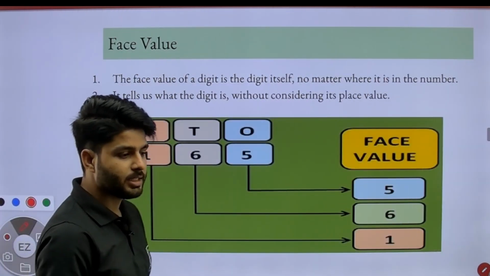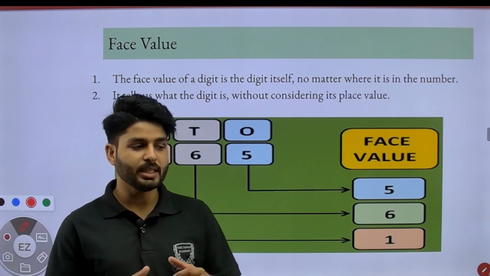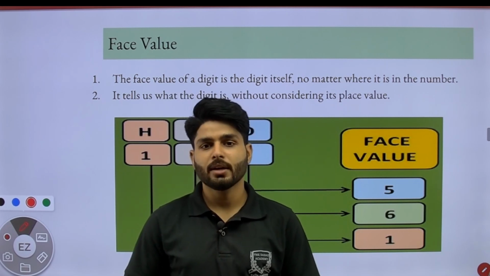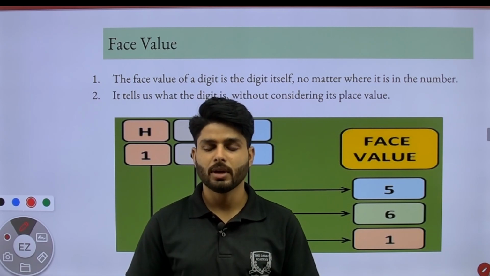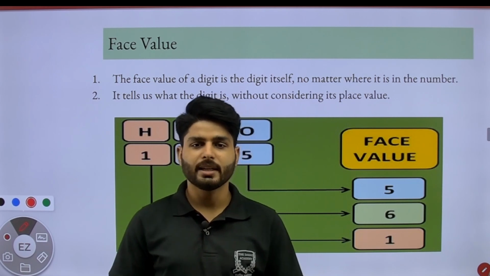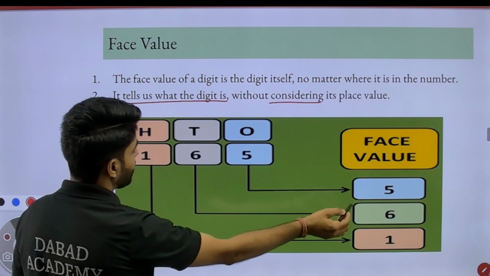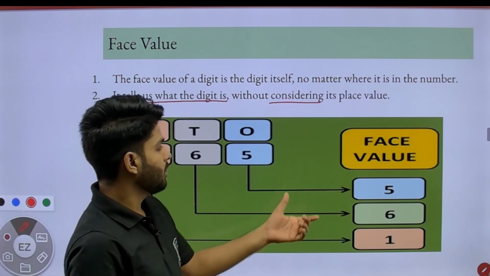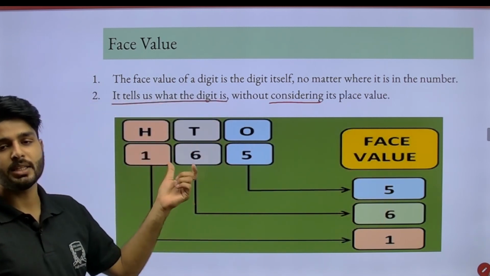The second thing is face value. What is face value? The face value of a digit is the digit itself, no matter where it is in the number. It means the face value of 2 is 2, the face value of 3 is 3. The same number has its own face value. In face value, the place value doesn't matter, no matter where the number belongs. No matter if it's in the 100 place, the 1000 place or the ones place. The face value of 5 is 5, the face value of 6 is 6, the face value of 100 is 100. In this, the face value of these numbers is not affected by their place value.